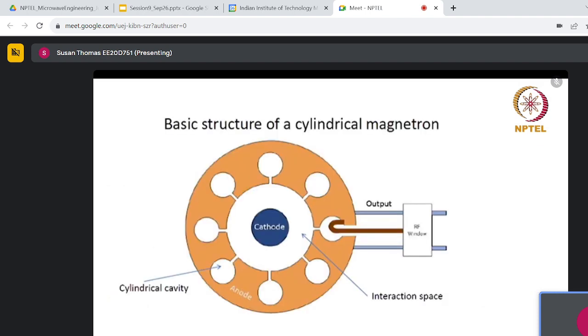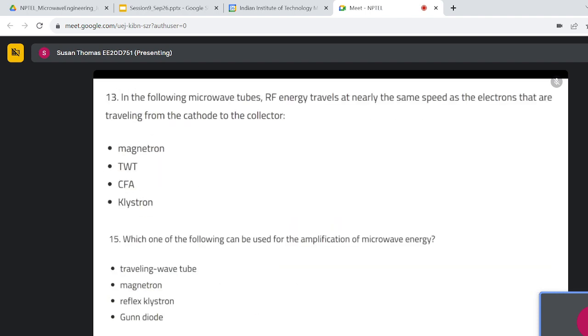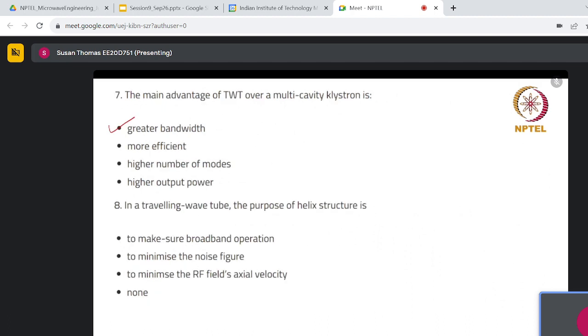So let us go to the question here about the TWT. What is the purpose of the helix structure? Is it to make sure the bandwidth is large? Is it to minimize the noise figure? Is it to minimize the RF field's axial velocity? So you are saying the option A, that's not the right option.